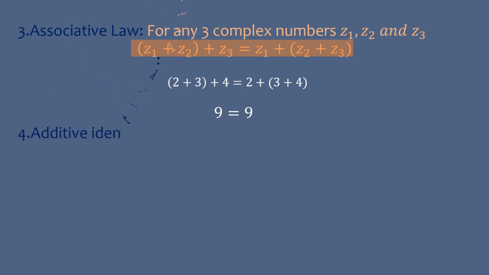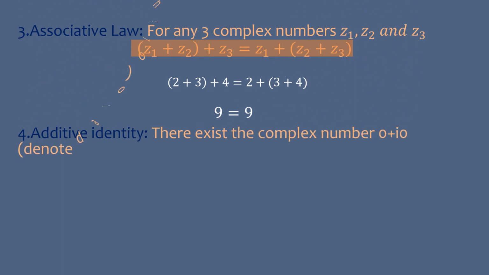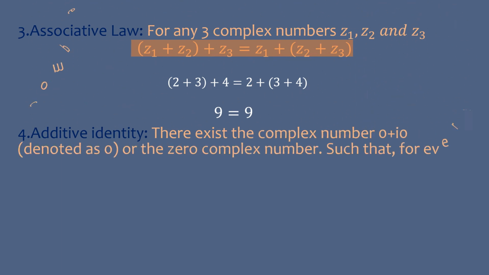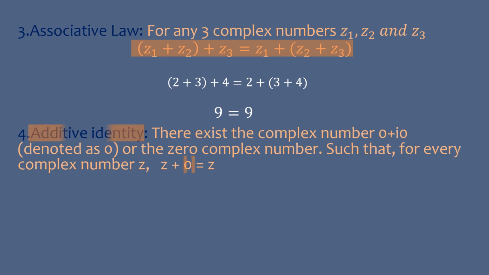The fourth property is additive identity, which states that there exists the complex number 0 plus i0, denoted as 0 or the zero complex number, such that for every complex number z, z plus 0 equals z. It is the same as adding 0 to any number x, which results in x itself. So the number which on adding to another number x gives x itself is called the additive identity.